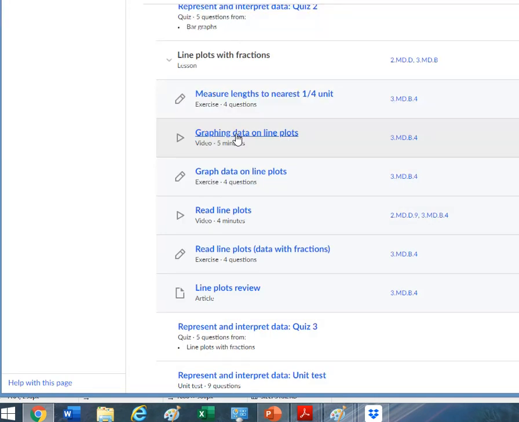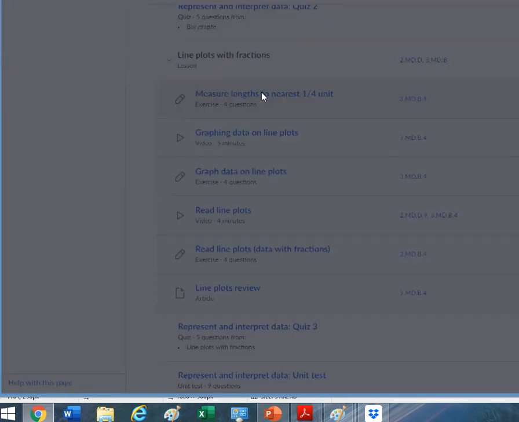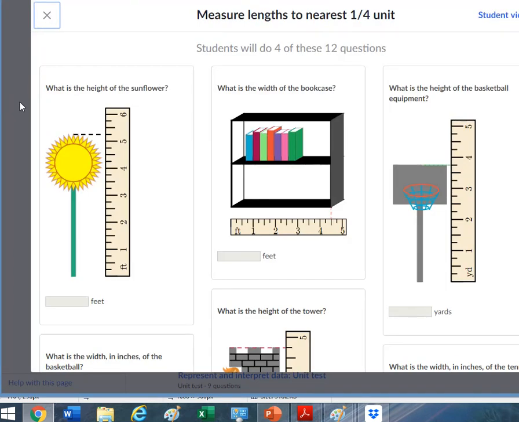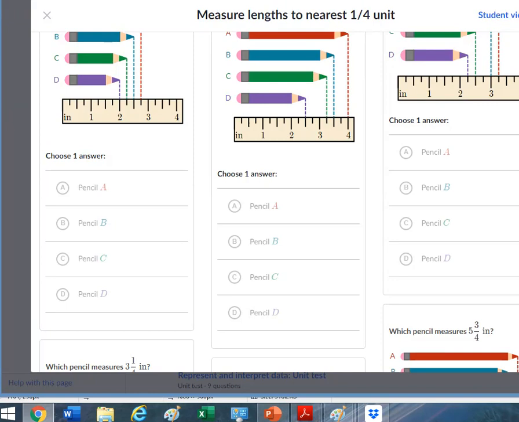You're going to have assigned to you the line plots. So I assigned this, which is to measure length to the nearest 1/4, which is what I just showed you. And it says, what is the height of the sunflower? So like I did, remember, here's 1/4, 2/4, 3/4, 4/4, or 1 whole. And you have to think of that when you get to here. How tall is this? So if this is 5, I'm thinking this is 5, and it goes to this first line. So it would be 5 1/4. So you're going to practice on here.